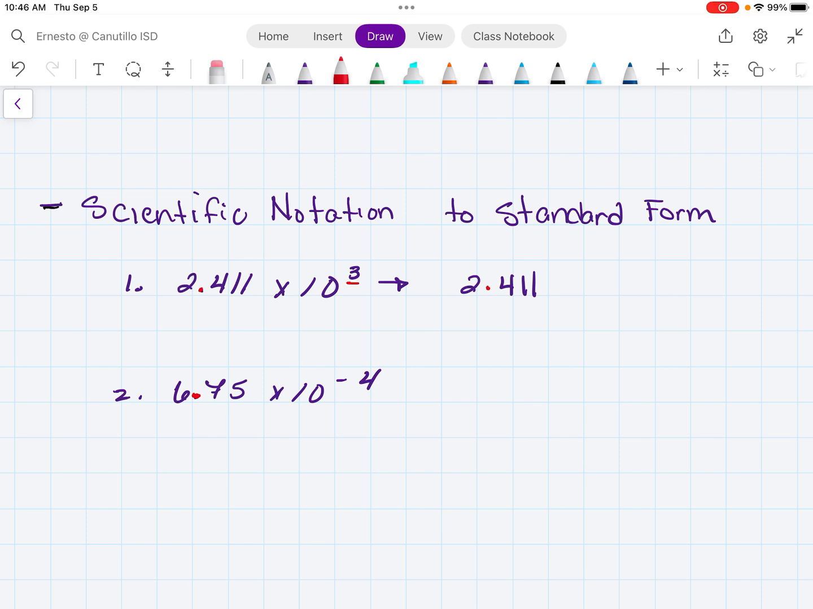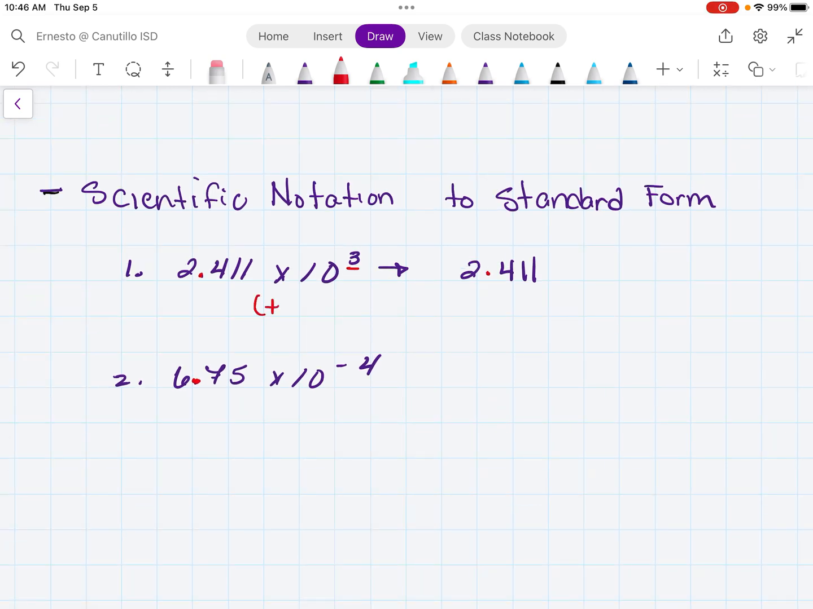Now, if it is a positive exponent, then to undo it, I'm going to move my decimal to the right in this direction. This guy right here tells me that I have to jump my decimal 3 times. And because it's positive, I'm going to jump it 3 times to the right. 1, 2, 3. Okay? So how do I rewrite this? I'm going to rewrite this as 2,411. Okay, that is my number.